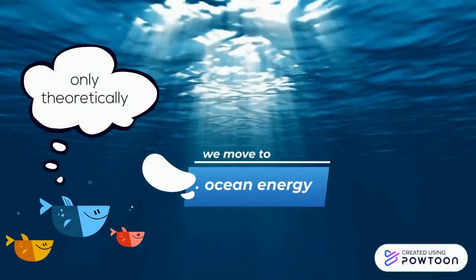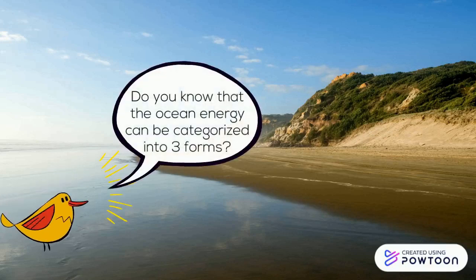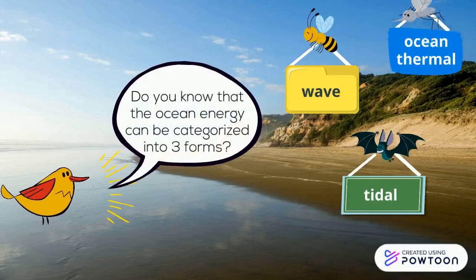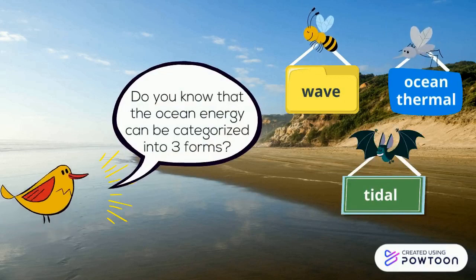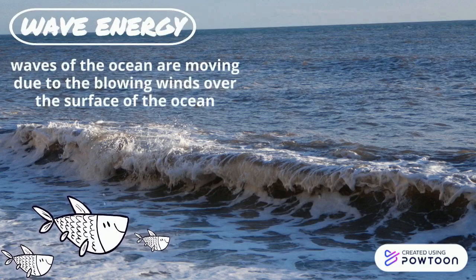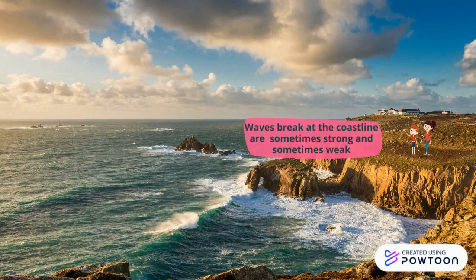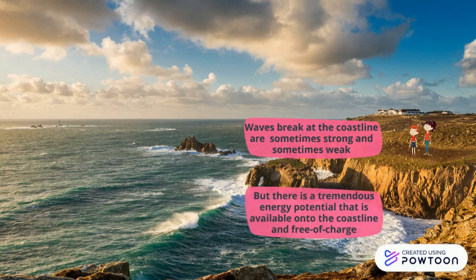But only theoretically. Do you know that ocean energy can be categorized into three forms? They are wave, tidal, and ocean thermal. Waves of the ocean are moving due to the winds blowing over the surface of the ocean. Waves breaking at the coastline are sometimes strong, and sometimes weak. But there is a tremendous energy potential available at the coastline, free of charge.